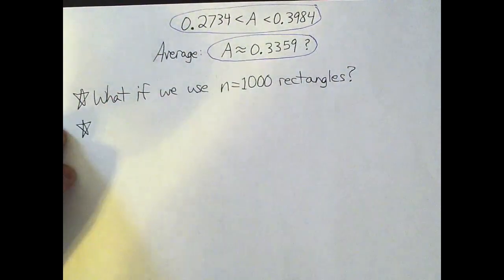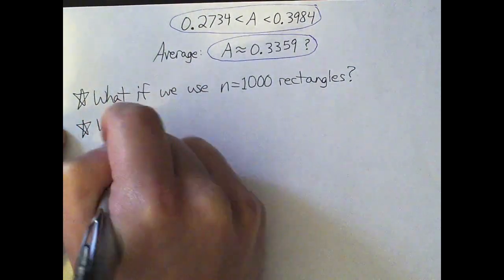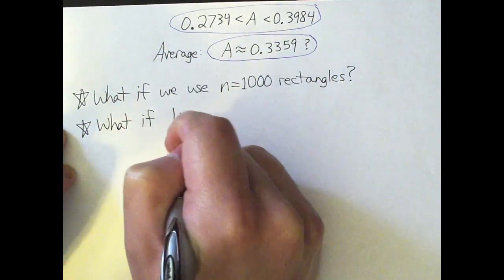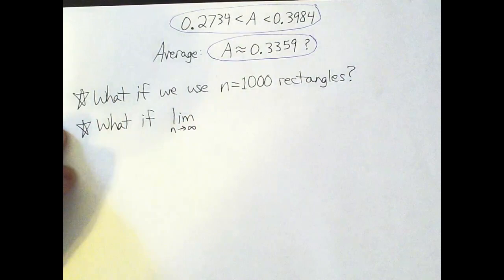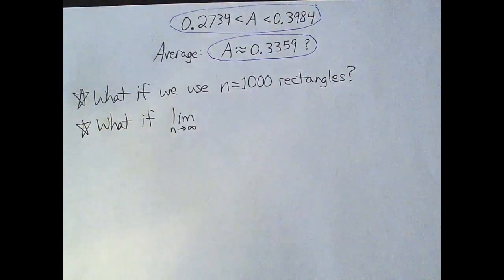Well, you might be guessing where we're headed with this. What if we use the limit as n goes to infinity? Let the number of rectangles approach infinity. So this is what we're going to be doing soon. We're not doing it yet in this section, but I do want you to start thinking about it.